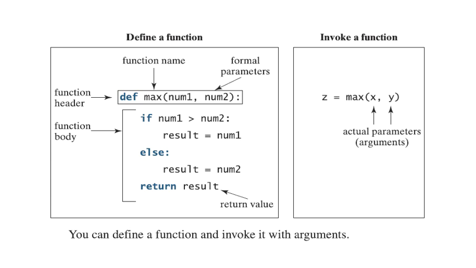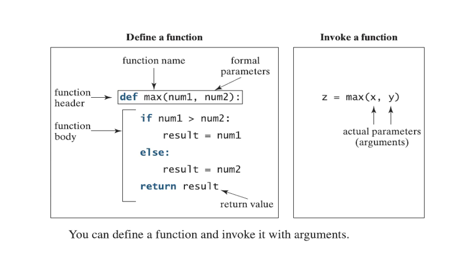Def is the function header. Within that, the body of the function, here I am going to check if num1 is greater than num2, then result is num1, else result is num2. Return the result. So the function returns a value, the returning value.